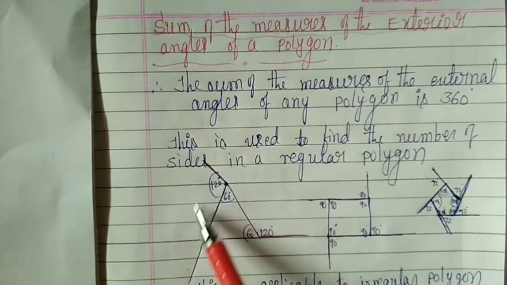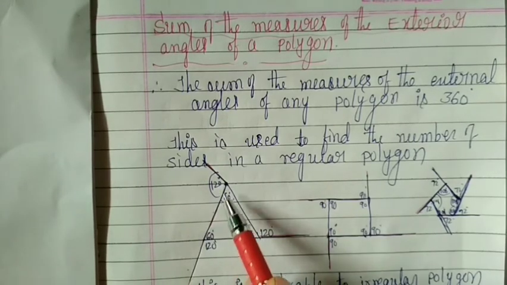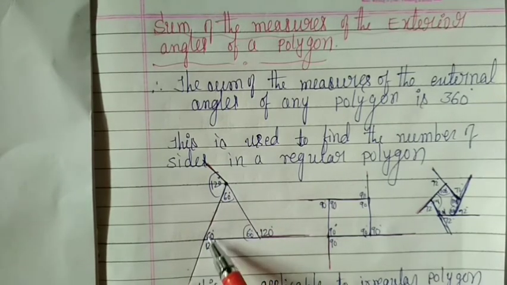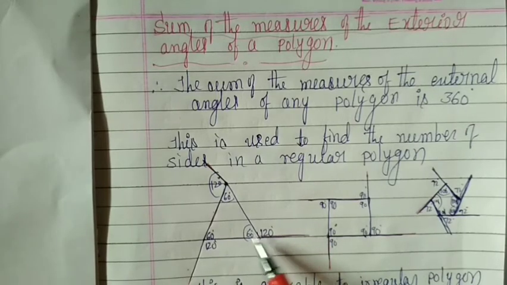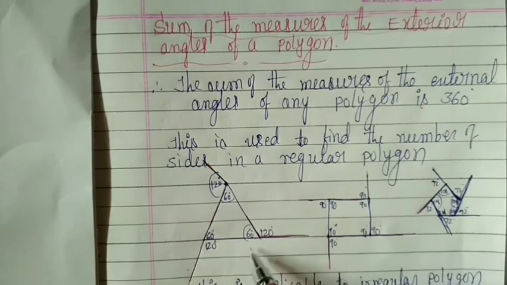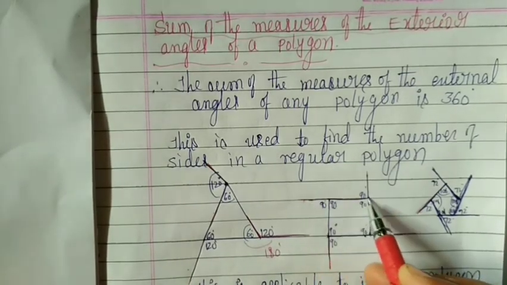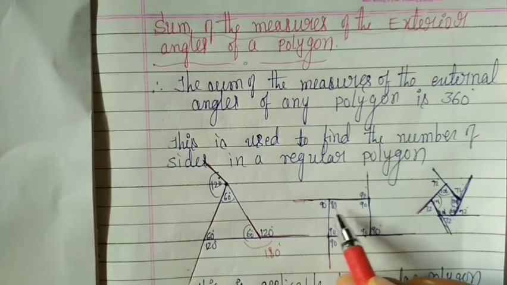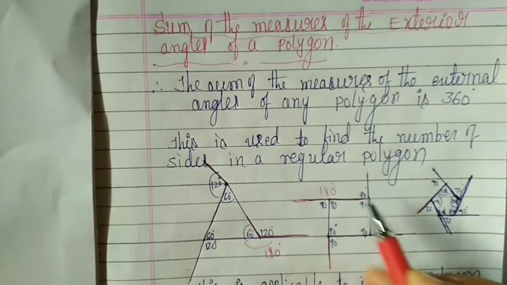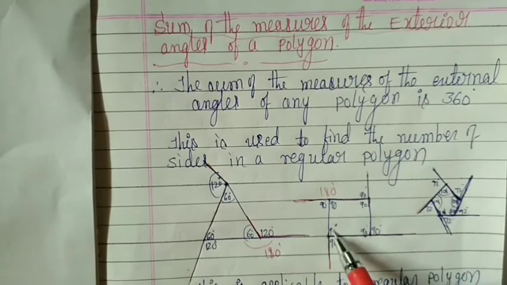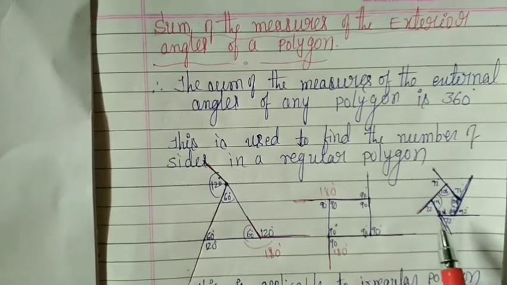60, 120. This is a circle. The extended form is 60, 120, which is also 180 degree. So, next we can take a square, the extended form 90 plus 90 is equal to 180 degree. At last this one is also 180 degree.